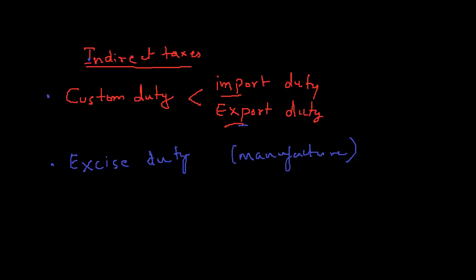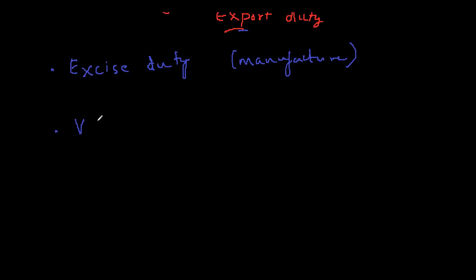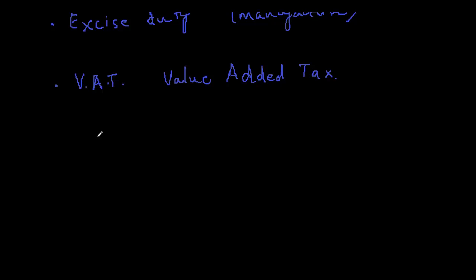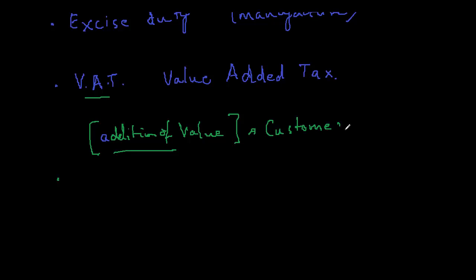Another kind of indirect tax which is very popular is VAT, that is, value added tax. How does this particular tax work? It is generally said that whenever there is an addition of value in the product, this particular tax will be imposed on that item. This is VAT, which is ultimately borne by the customer.